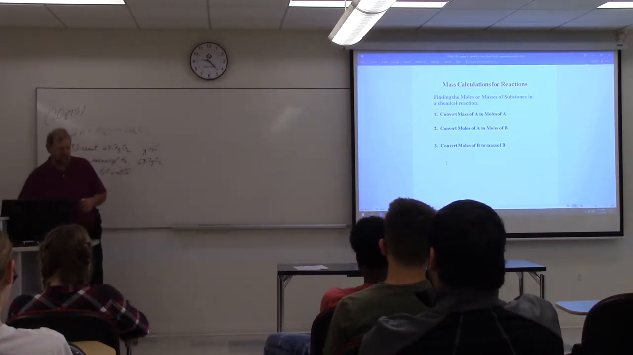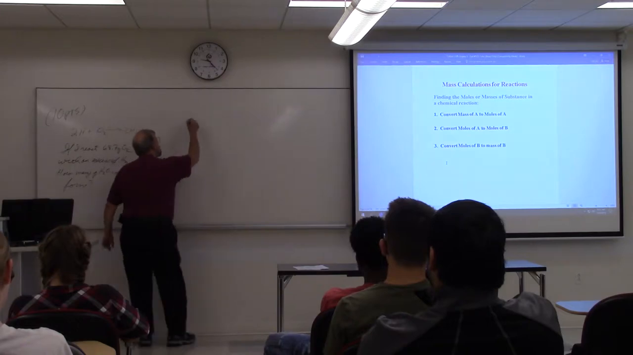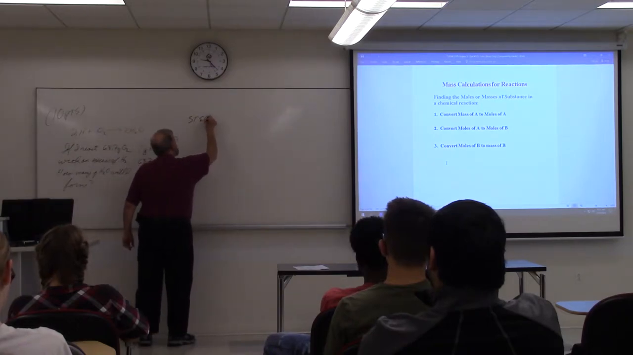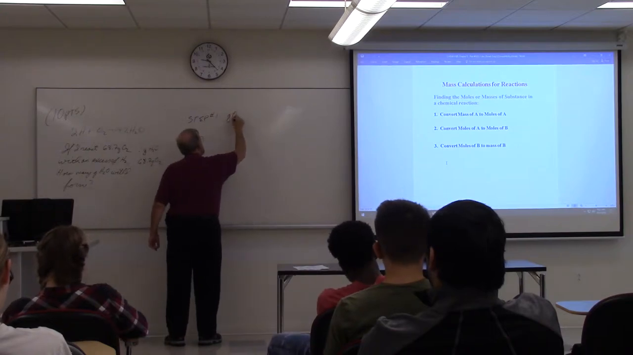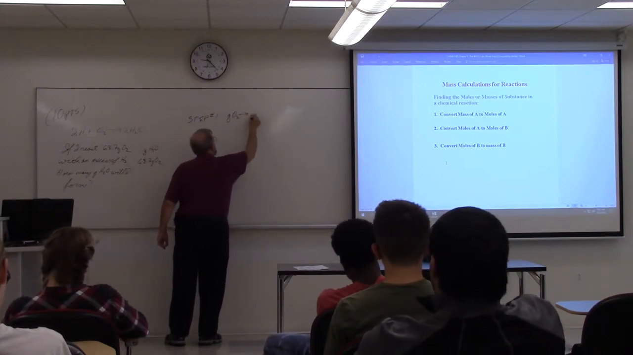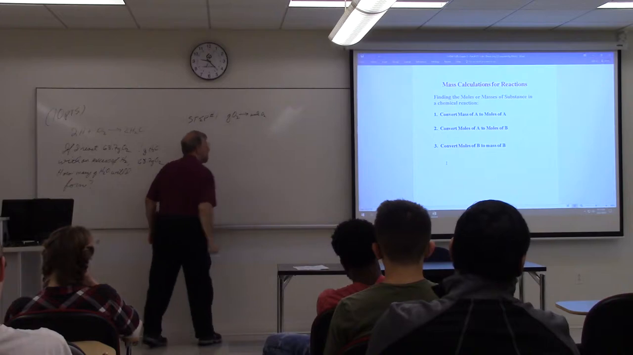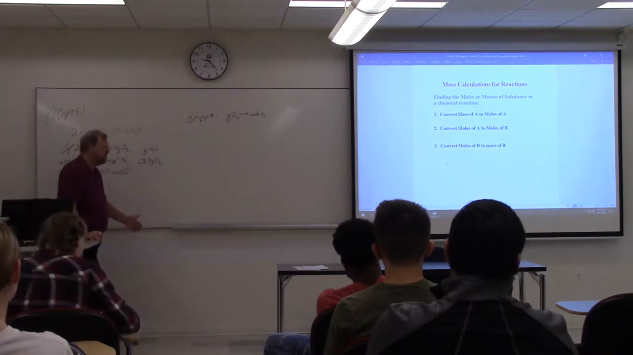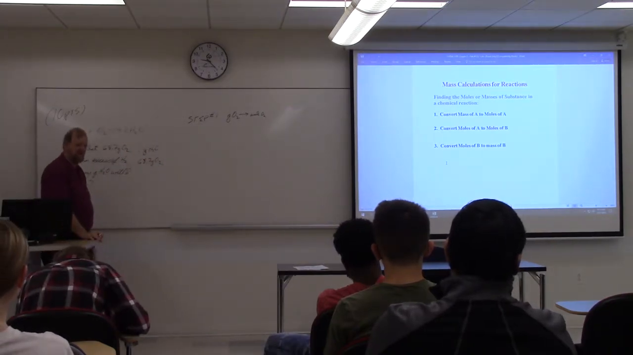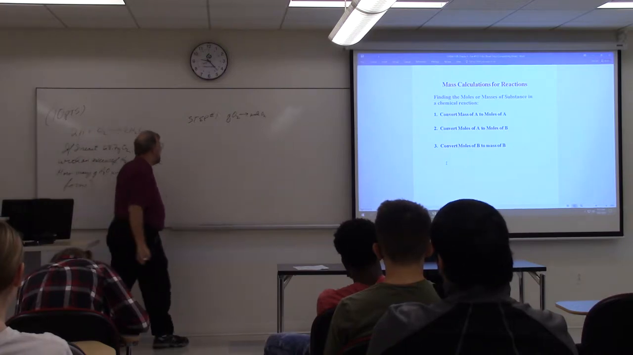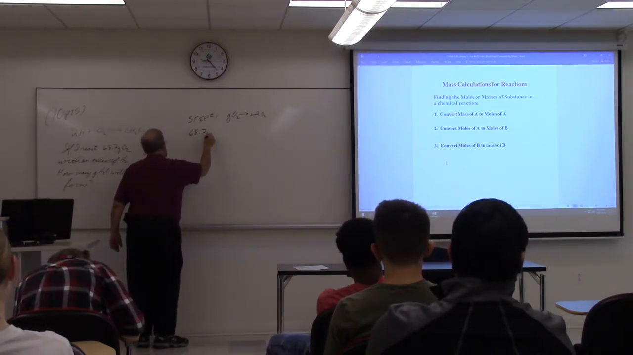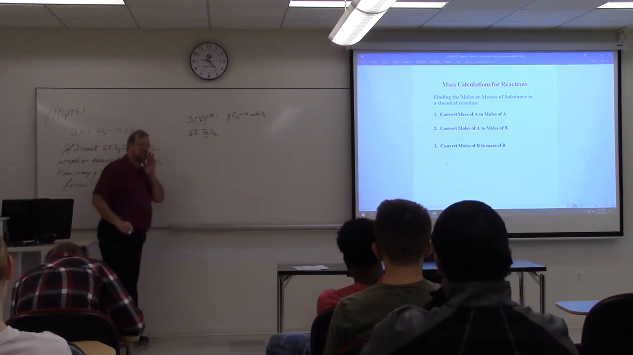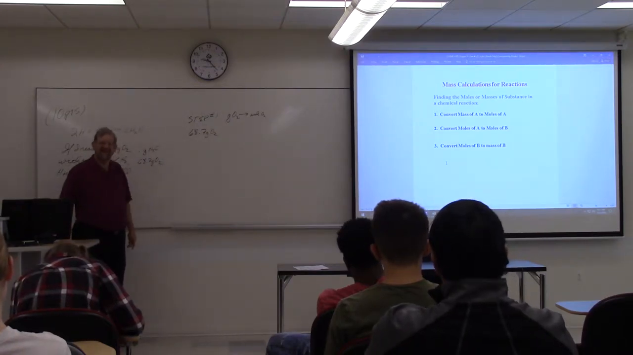All right, step one. Whatever we're given a weight of, we have to convert it to moles. So how do we do that? Well, now I can say I have 68.7 grams of oxygen. And yes, you can start copying this down.